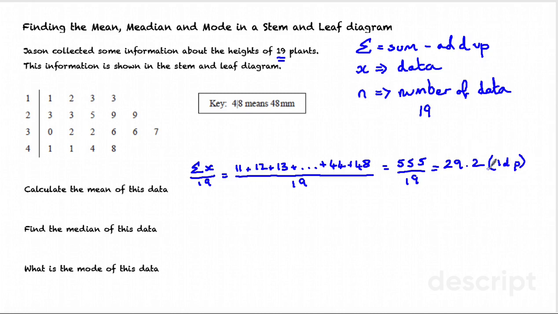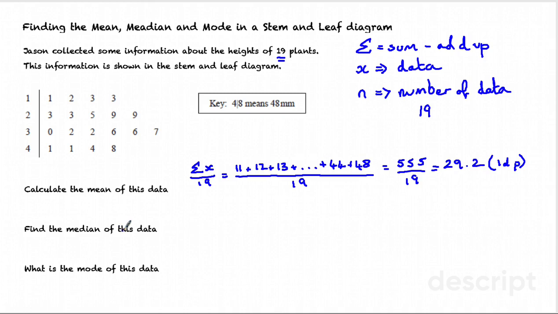Now I'm just going to think about my answer and take a look at it in my data. So I've got 29.2 somewhere around here at the end of this row or at the beginning of the next row, and that does seem to represent somewhere around the middle of my data, so I feel confident that's a reasonable answer to the mean of this data.